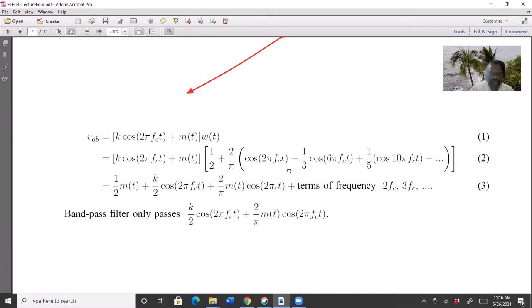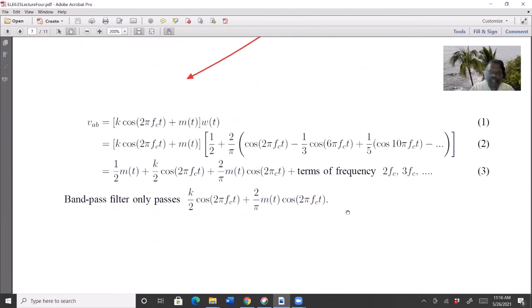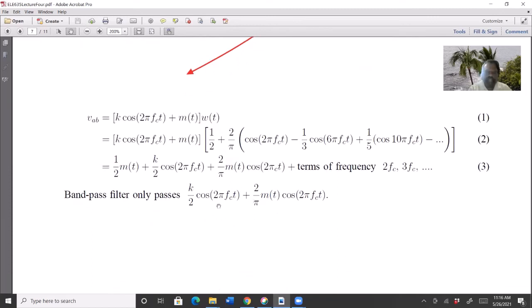So if you expand it, basically you get the part we wanted and this unwanted part, and we wanted m(t). So we have this unwanted part, but then we have the carrier, then we have m(t) this, and then we have things at 3FC and 5FC and so on that can be filtered out by this bandpass filter centered at FC. So the bandpass filter only will pass this term and this term. This is too low and the other ones are too high.